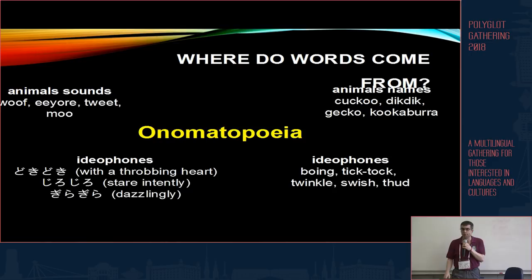And then the names of some animals come from the sounds they make. The birds especially, like cuckoo, kookaburra. And there's a small South African antelope called the dik-dik. This is a sound the females make. And there's the gecko, a small kind of lizard. And such sounds.